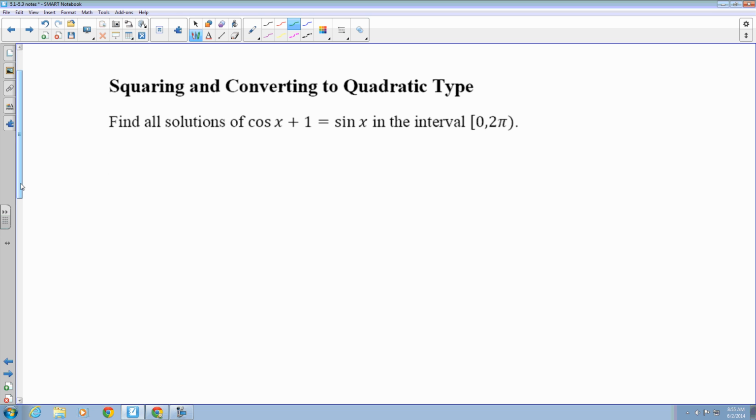Okay, so squaring. So this one, I have cosine x plus 1 equals sine. Solve it for x in the interval from 0 to 2 pi. I can do absolutely nothing with this. Even if I subtracted the sine over, this is actually completely useless. But what I can do is square both sides, since I'm doing it to both sides. That's all right.